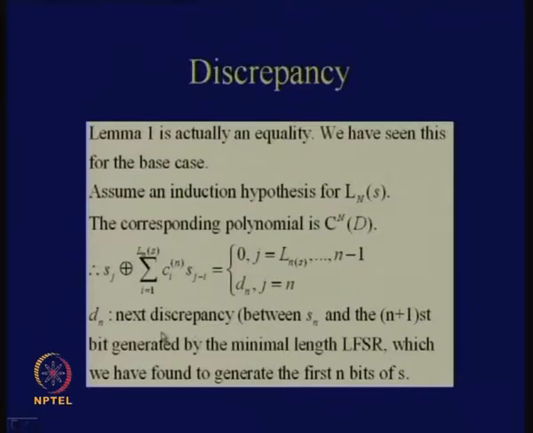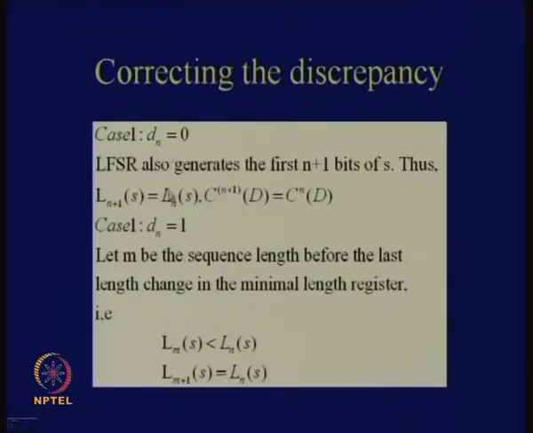So, you see that this is the discrepancy between Sn and the n plus 1st bit, which is generated by the minimal length LFSR, which we have found to generate the first n bits of S. So, you understand the idea behind discrepancy, right. This is the XOR between what you actually obtain and what you wish to obtain. So, when dn equals 0, the LFSR also generates the first n plus 1 bits, and there is nothing to be done. So, Ln plus 1(S) is equal to Ln(S), the linear complexity remains the same, and Cn plus 1(D) also remains the same as Cn(D). The problem happens when dn is equal to 1, then you need a correction of this discrepancy.